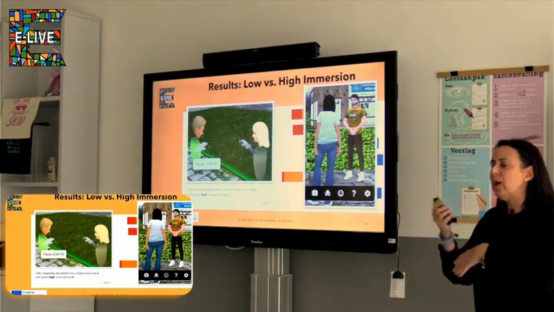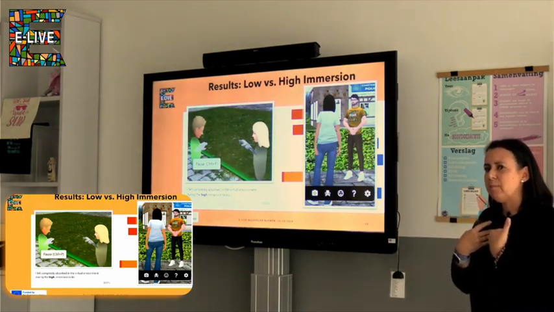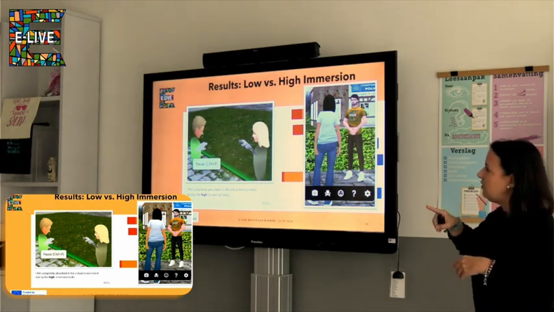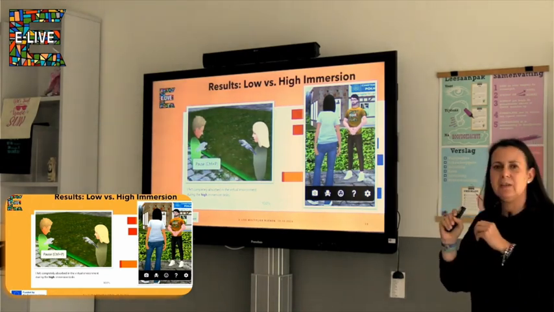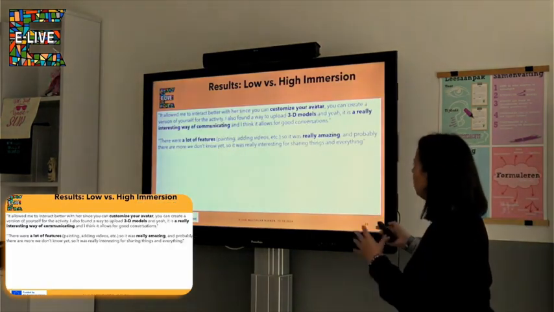You have to register to have your avatar and to change it. They thought that customizing their avatar was important for them. But the type of avatar that you get in 3D is not the same as the one you get in 2D. So I think that was the only one where they saw this difference.